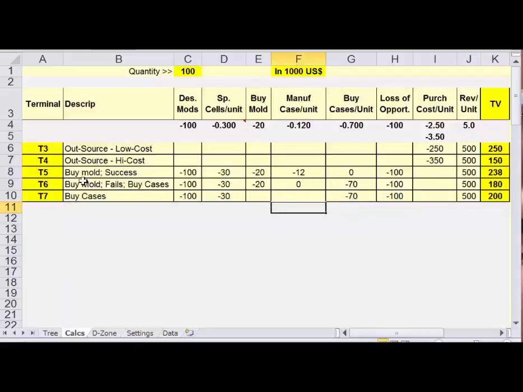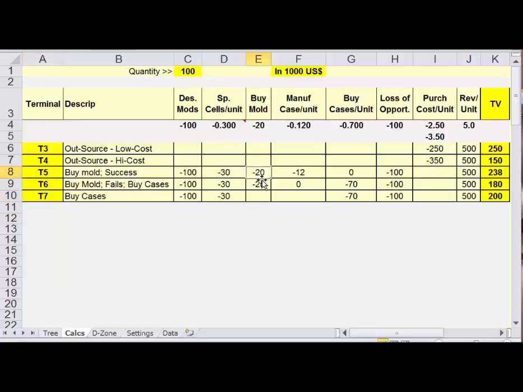So let's take a look at the other 3 nodes. This is the buy mold and the molding is successful. The next one is where we buy the mold but molding fails and we have to go back and buy cases. And the T7 is actually where we decide to buy the cases instead of molding. Under all 3 scenarios here, we have to do some design modifications. So that's going to cost us $100,000. We also have to buy special cells, which has a unit cost of 0.3. And then for the 100 units, we have minus 30,000.